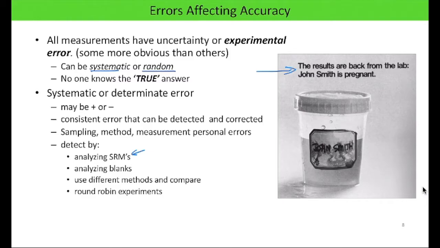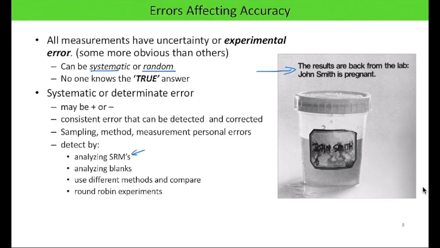Because if your blank is giving you a result that's higher than you expect or lower than you expect, then there's something going on with your method. Maybe there's some contamination being introduced in the method. You can use different methods that measure the same thing and compare. The result that you get should be independent of the method, right? Meaning that if you use 2 or 3 or 4 different methods to measure the same thing, they should all give you the same answer because the sample itself isn't changing.